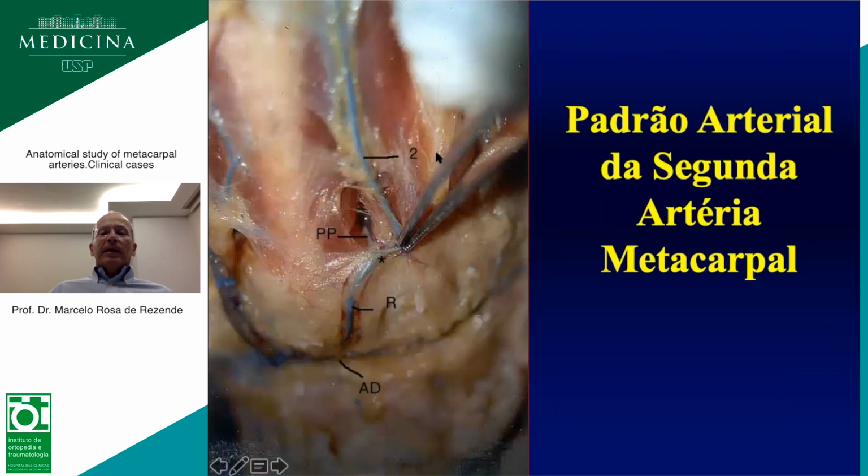This is a detail in the proximal metacarpal. We have the second metacarpal, the third one, and the fourth metacarpal artery. In the proximal base of the metacarpal, we can see the proximal anastomosis. Here is the branch that comes from the dorsal arc and is going to form the second metacarpal artery.